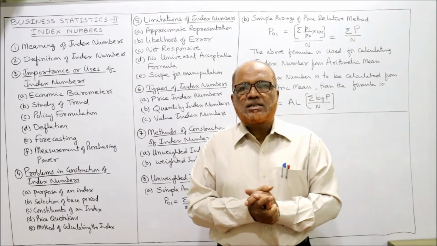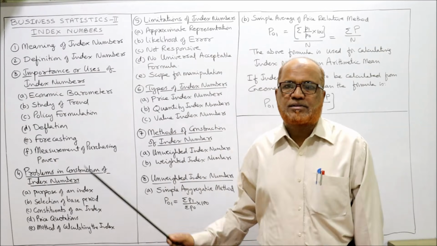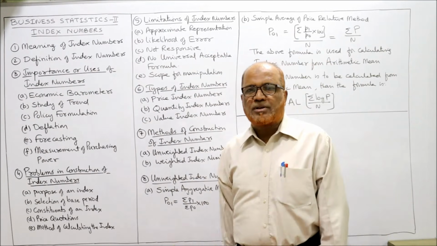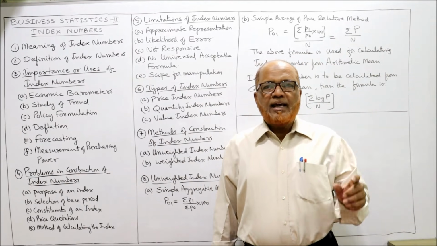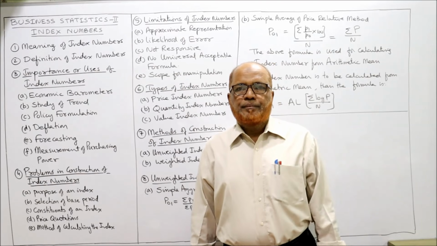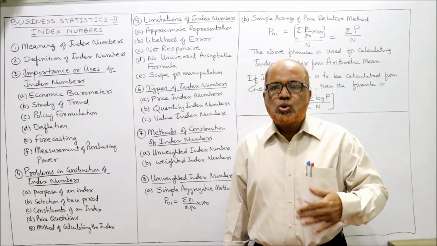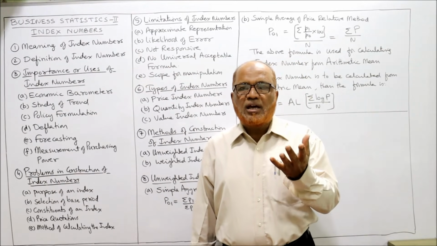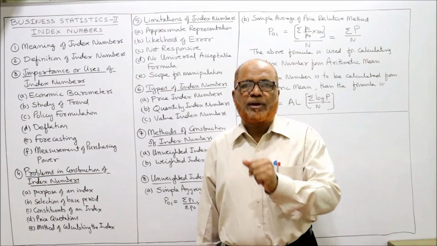Come on, now I'll start the topic of index numbers. The topic is index numbers. The meaning of the term index numbers. Index simply means an indicator. And index numbers are the devices which show the changes in some variable or group of variables in some phenomenon.